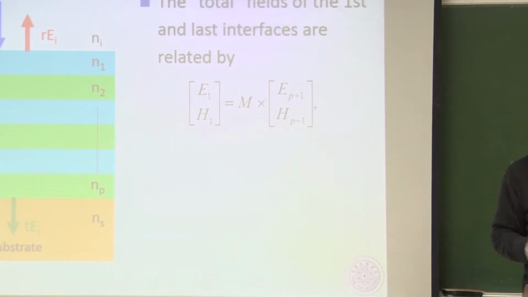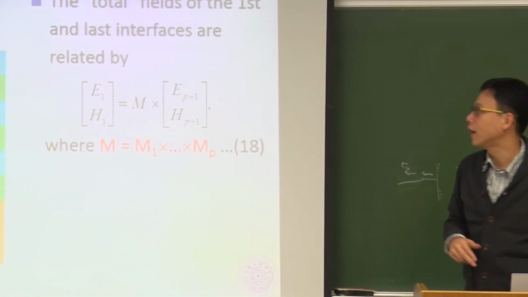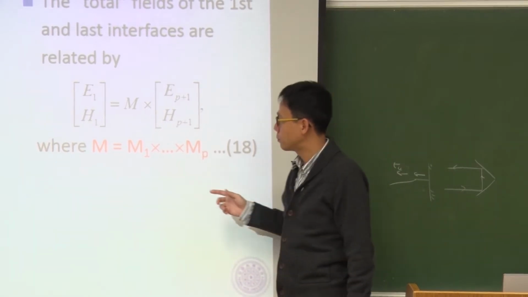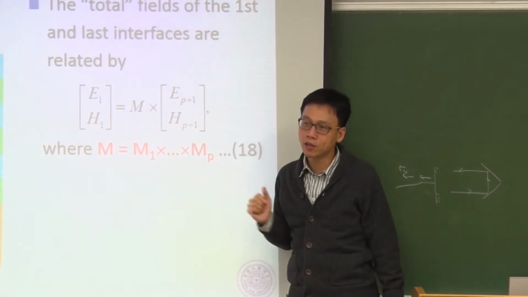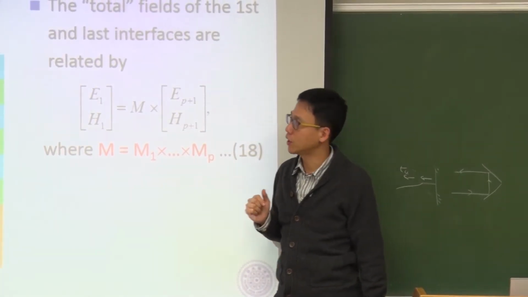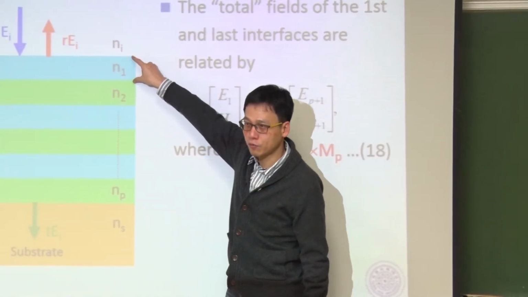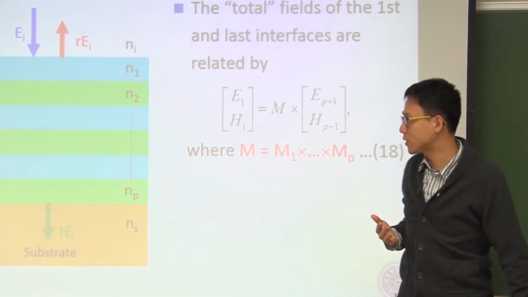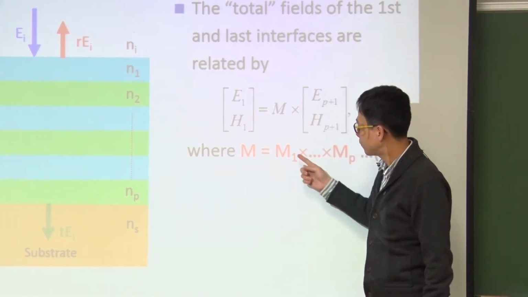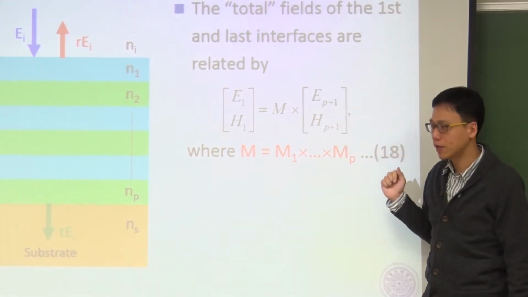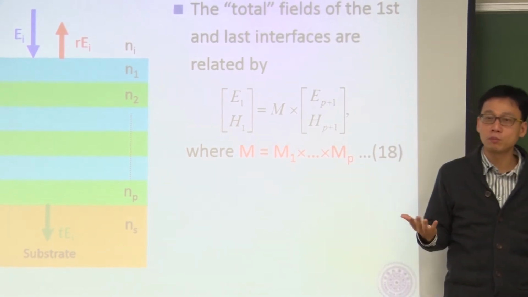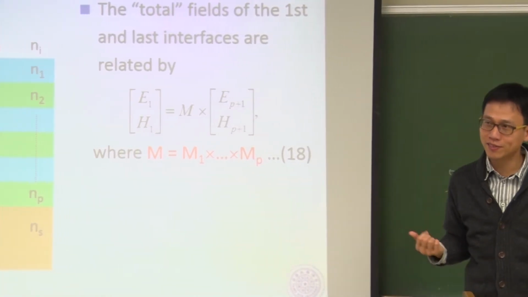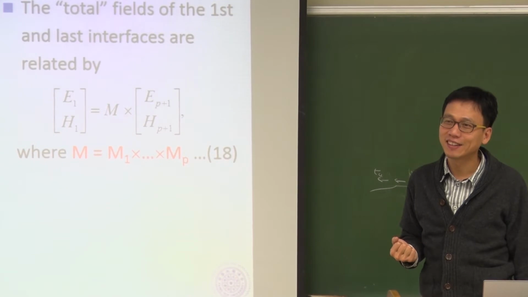It's still a 2 by 2 matrix, and actually it's the multiplication of P matrices. For each layer, you have one matrix, as we did before. You repeat the process. For each layer, you have one matrix. Total matrix is just the joint product of all the matrices. Okay? Do you know why?